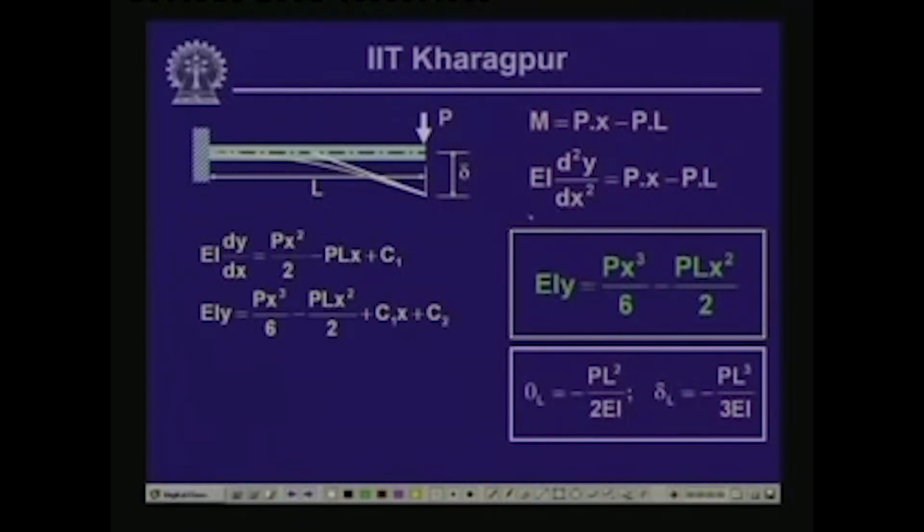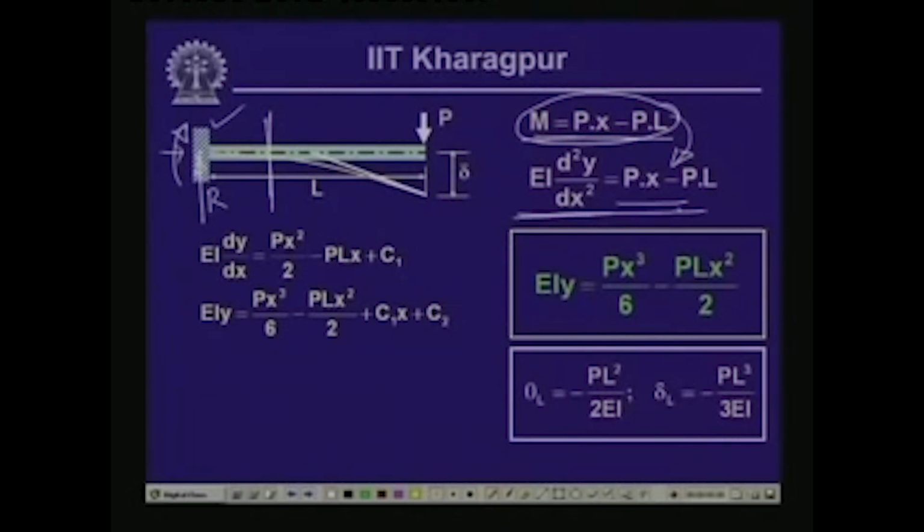As we have seen, we could arrive at the elastic curve based on the differential equation of the elastic curve, which is EI d2y/dx2 equals the moment. Here we first compute the reactions, the vertical reaction, the horizontal one, and the moment. Based on these, the moment at any segment, if I take a cut over here, is P times x minus P times L. Employing this, we get the differential equation EI d2y/dx2 equals Px minus PL.